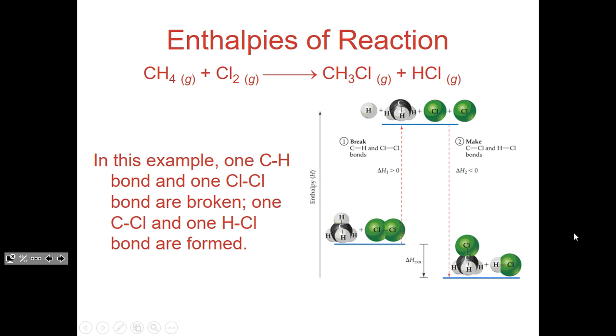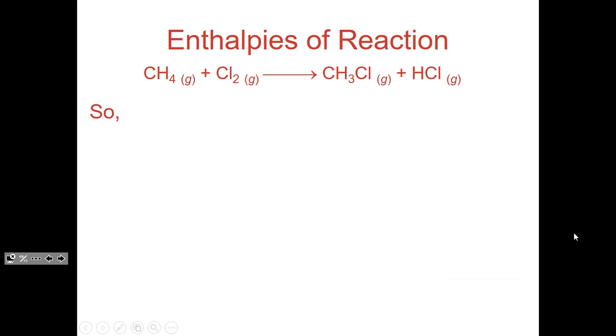Now, if we've got a chemical reaction, like the reaction of methane, CH4, and chlorine gas, we can use the bond enthalpies of the different bonds broken and made to actually determine what the delta H of the reaction would be.